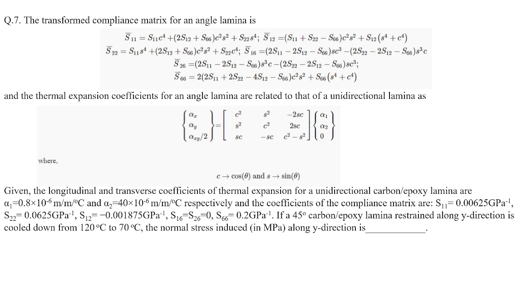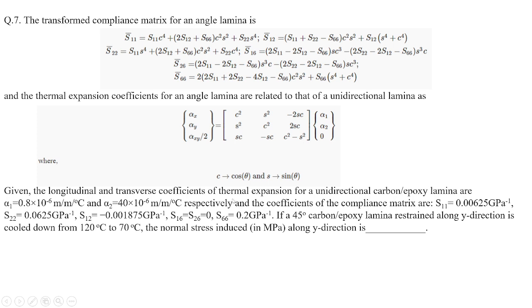The next question is for an angle lamina where the transformed compliance matrix values are given. In the question, the longitudinal and transverse coefficients of thermal expansion for a unidirectional carbon epoxy lamina are given, that is alpha 1 and alpha 2 respectively, and the coefficients of the compliance matrix are given: S11, S22, S12, S16, S26 and S66. So if a 45 degree carbon epoxy lamina is restrained along the y direction and is cooled down from 120 degrees to 70 degrees, then what will be the normal stress induced along the y direction?